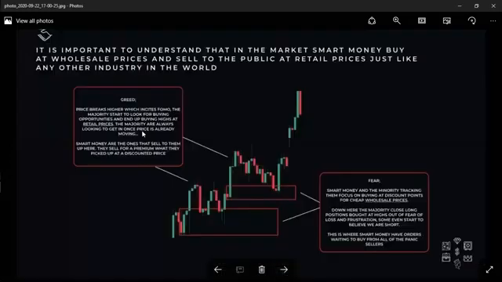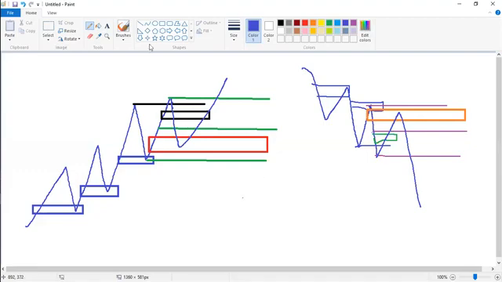This is another example. Higher high, higher low, BMS. The moment you see the BMS, mark the order block. Now, sometimes the order block is 2 candles or 3 candles. Let me show you how. Where is my paint? Now let's say you have candles like this.